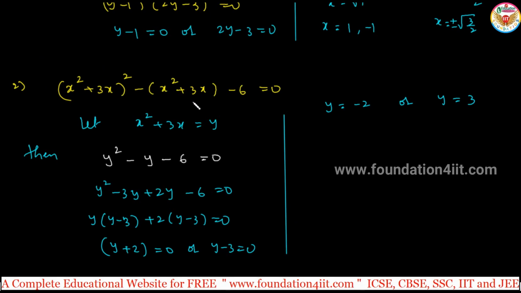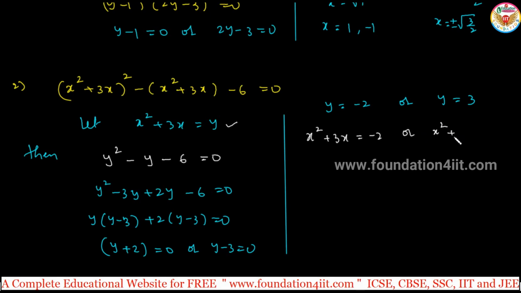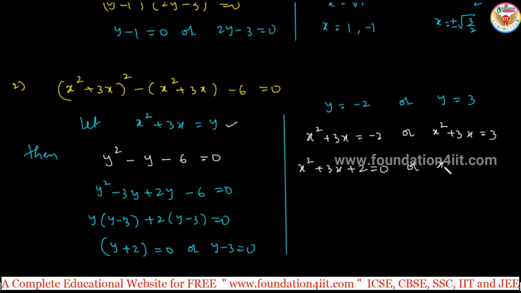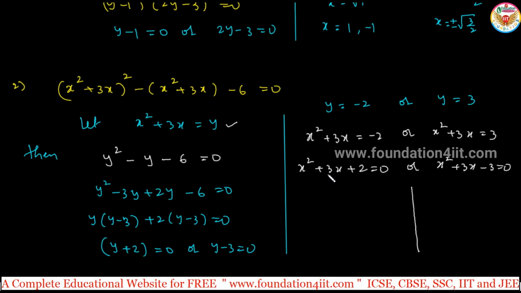Now we can replace the value of y. Y is actually what? x square plus 3x. So x square plus 3x is equal to minus 2 or x square plus 3x is equal to 3. Now it became a quadratic equation again: x square plus 3x plus 2 is equal to 0 or x square plus 3x minus 3 is equal to 0. So wherever the possibilities you can apply factorization, or else you can use the formula for this, x square plus 3x minus 3, or else x square plus 3x plus 2.